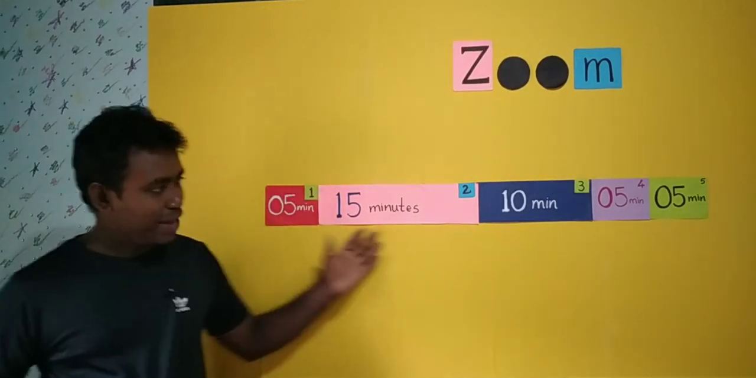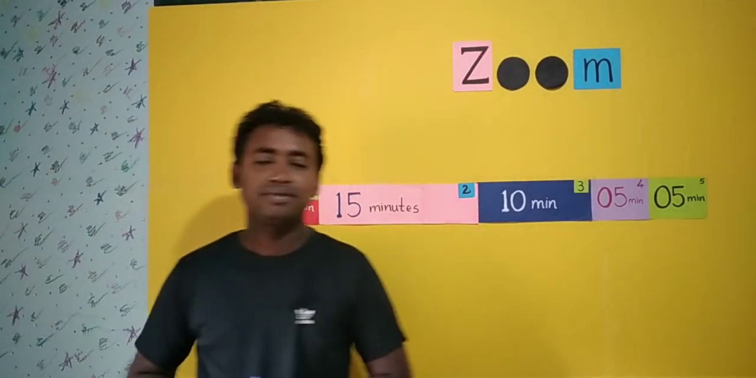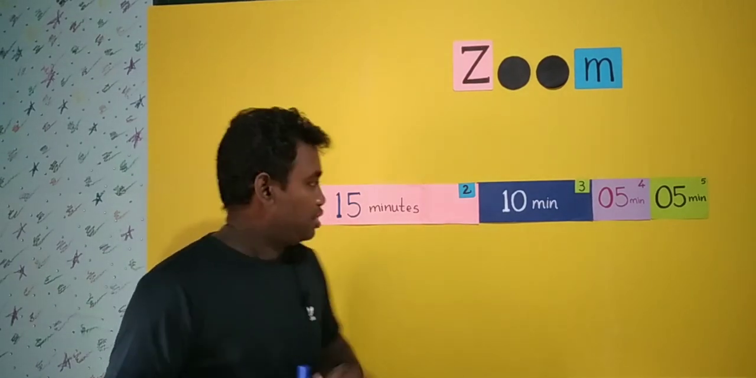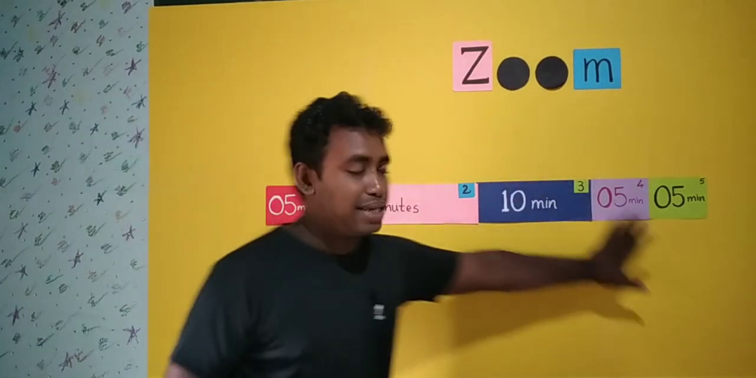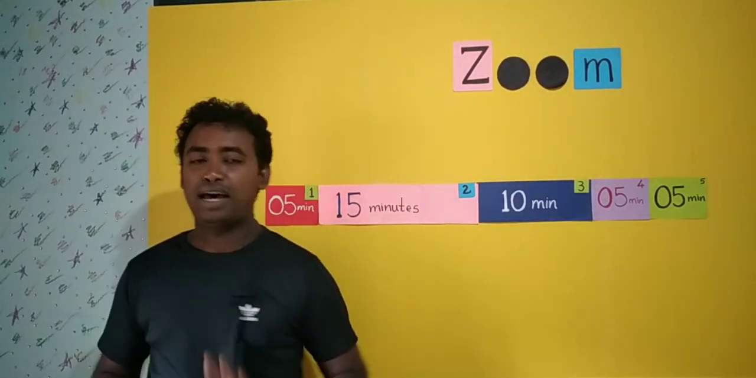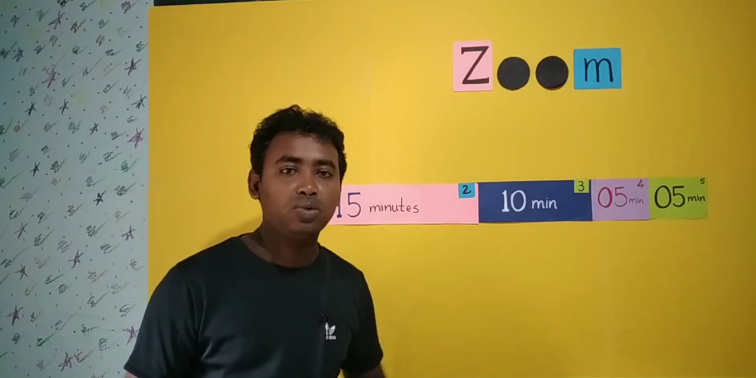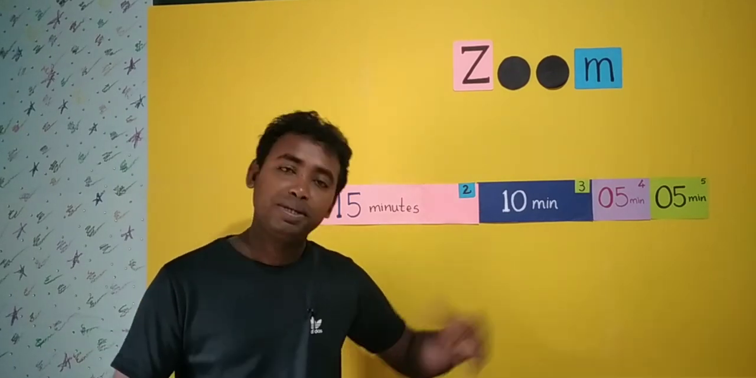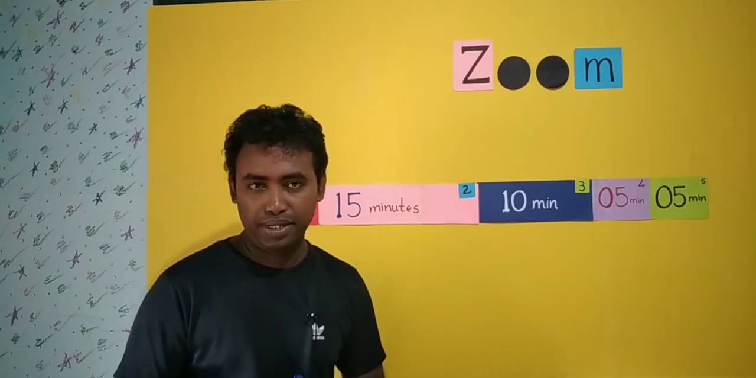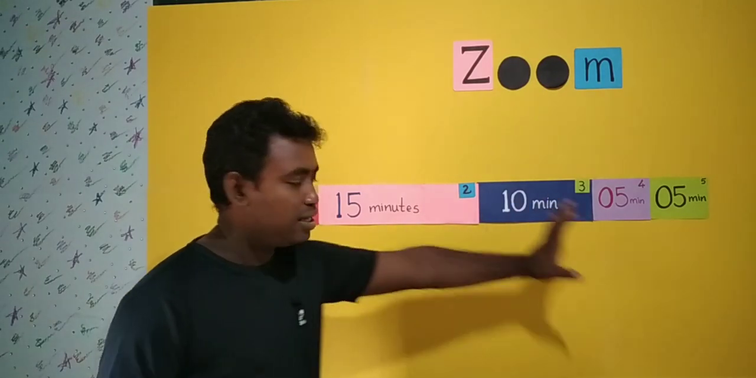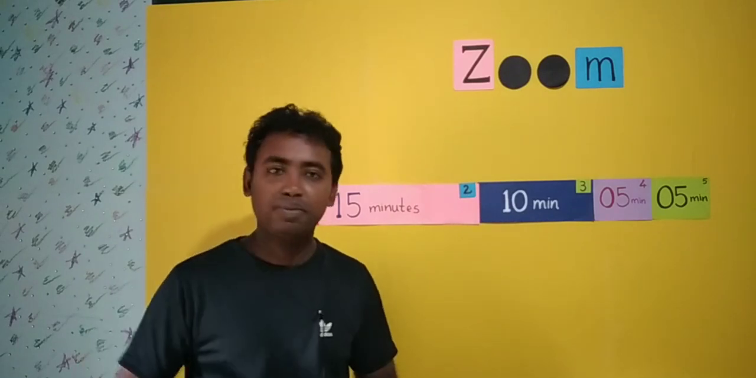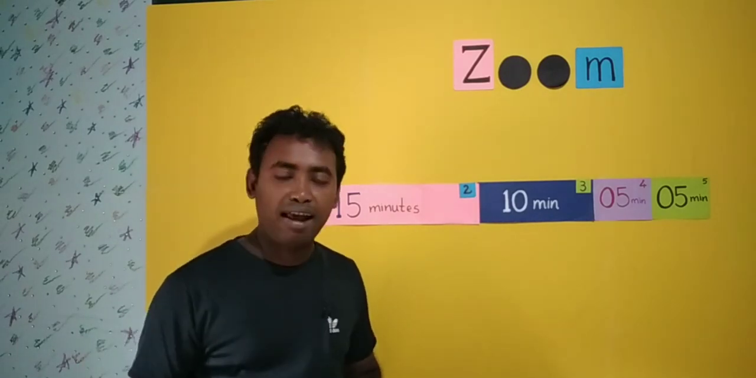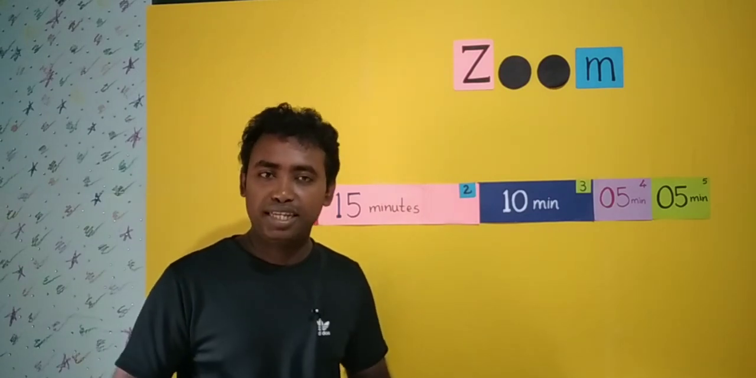Right, so you can see a timeline here. What is this timeline about? This timeline is about a Zoom class. It shows how a 40-minute Zoom class should be taken, in my point of view. If you take a 40-minute Zoom class in this 5-step model, I can guarantee 100% success in your Zoom class.